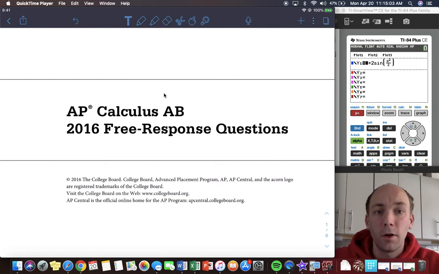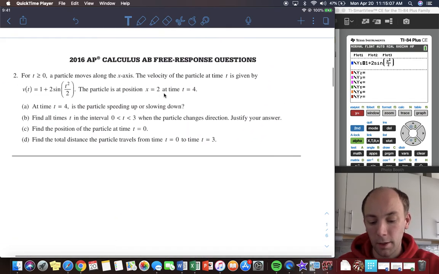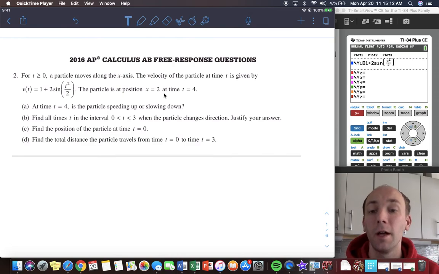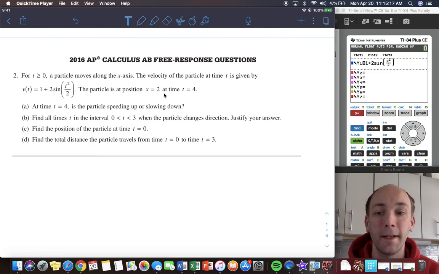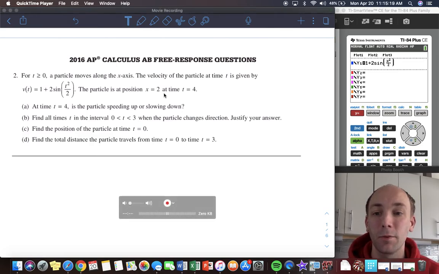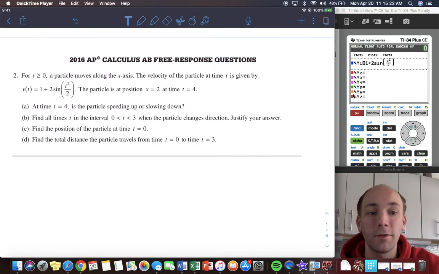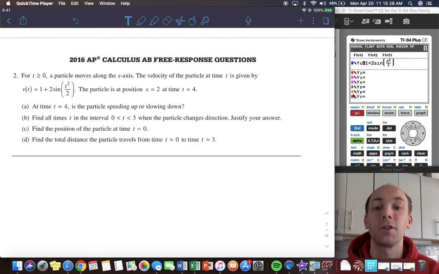Okay, all right, 2016, number 2. Here we go. For 2016, number 2, for t greater than or equal to 0, a particle moves along the x-axis. The velocity of the particle at time t is given by v of t equals 1 plus 2 sine of t squared divided by 2. The particle is at position x equals 2 at time t equals 4. Okay, so for part A, at time t equals 4, is the particle speeding up or is it slowing down?